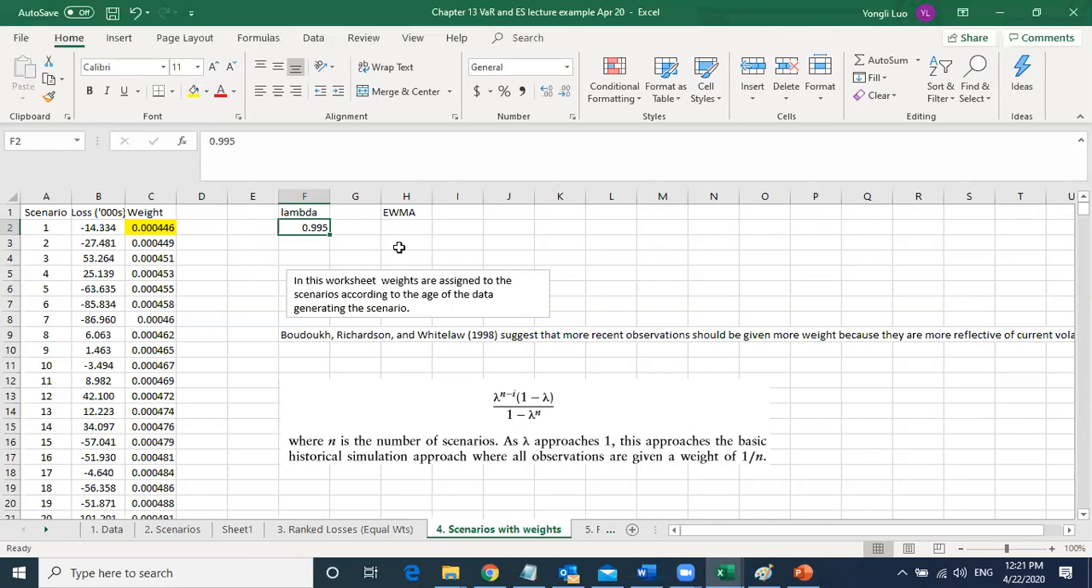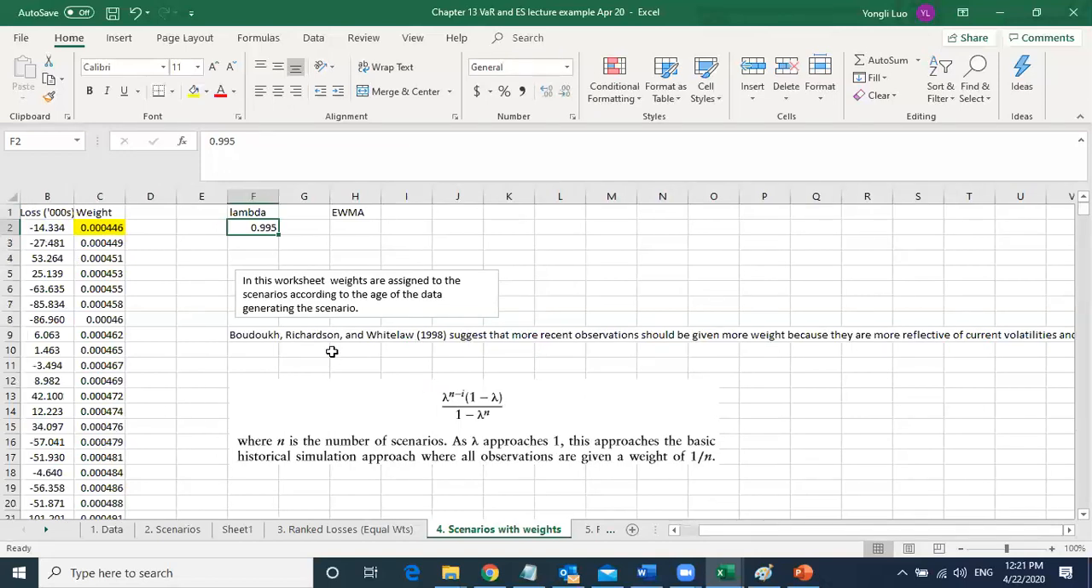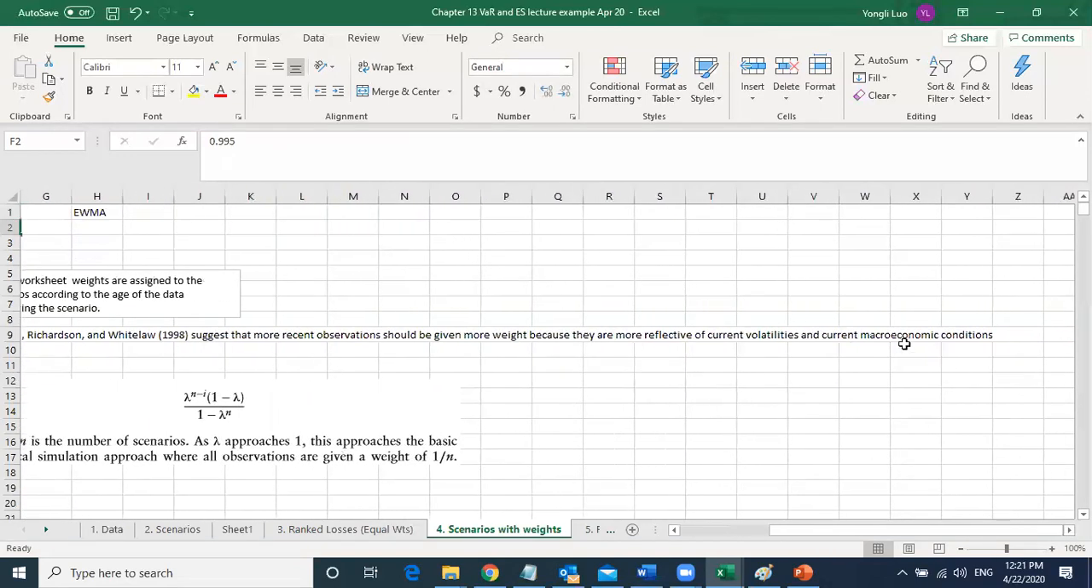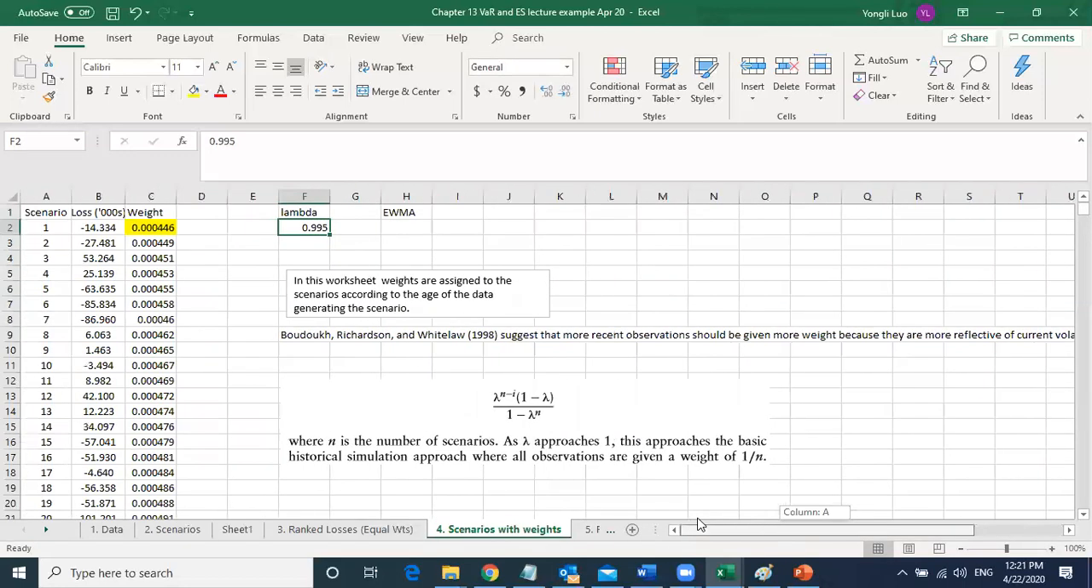Okay, so this is the theory we talk about. Baldock, Richardson and Whitelaw 1998 suggest that the more recent observations should be given more weight because they are more reflective of current volatility and the current macroeconomic condition. So that means the most recent things that happened are more related to the volatility or the changes today.